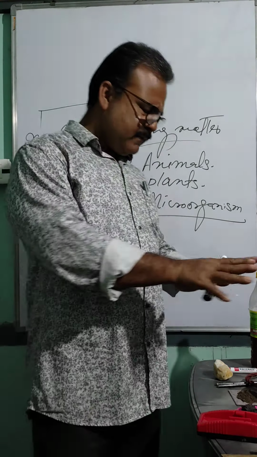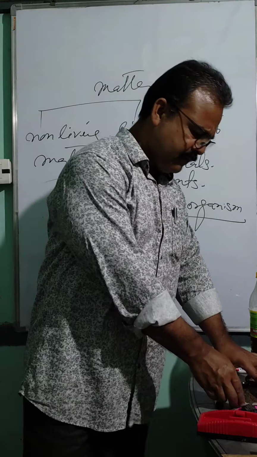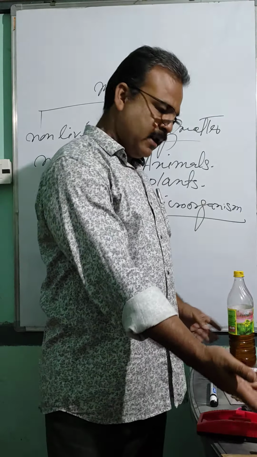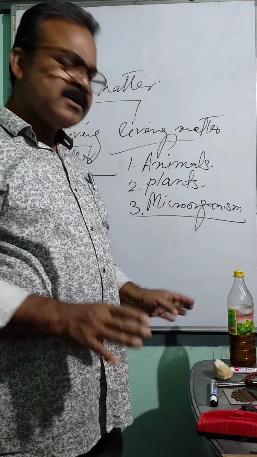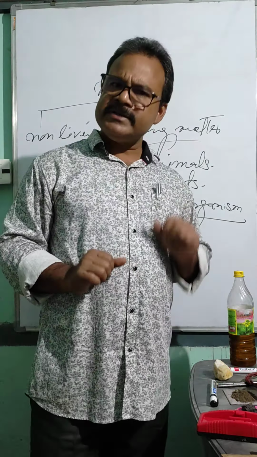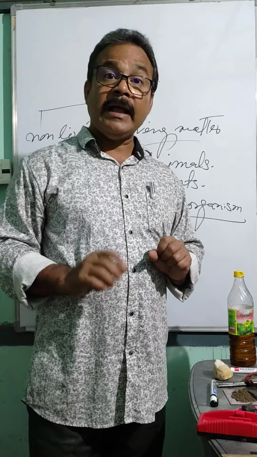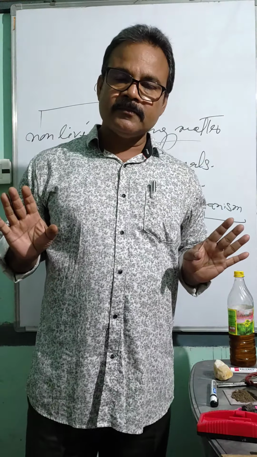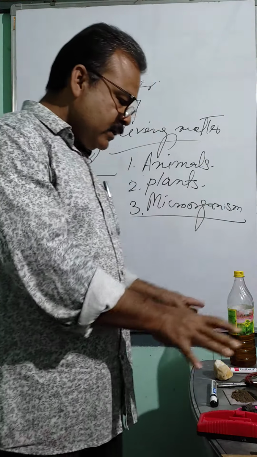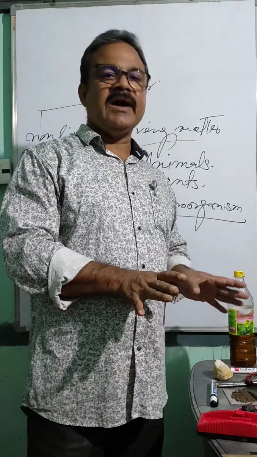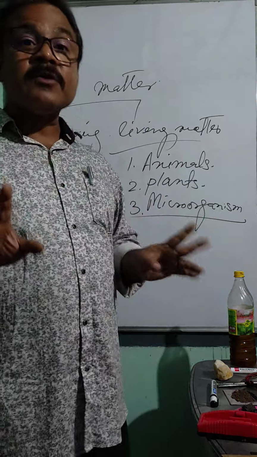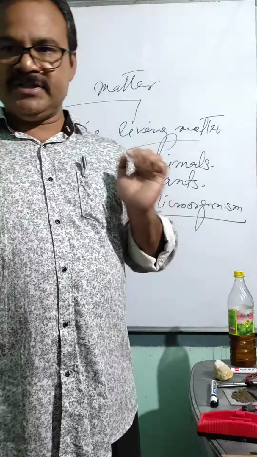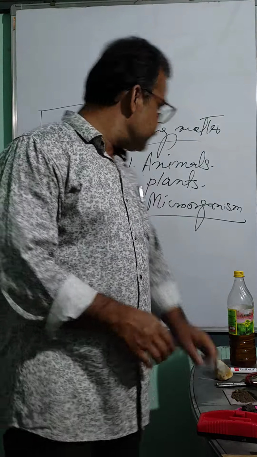Now we see, I have so many different things here. I have this soil, water, air, this mustard oil, the hammer, knife. But the characteristics, behavior, and composition of all these different things are different. So these non-living matters are also classified into three groups depending upon their behavior, characteristics, and composition. Clear? And what are those?